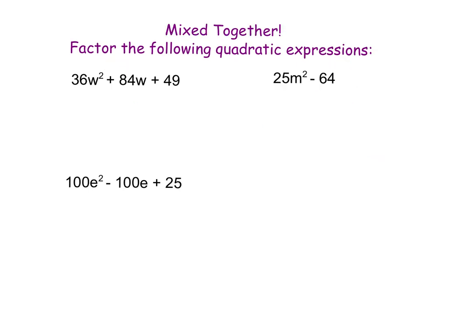So here we have a mixture of perfect square trinomials and difference of squares. So let's start off with this first one here. We need to square root our 36w squared, which gives us 6w. And then we need to square root our 49, or our c value, which gives us 7.